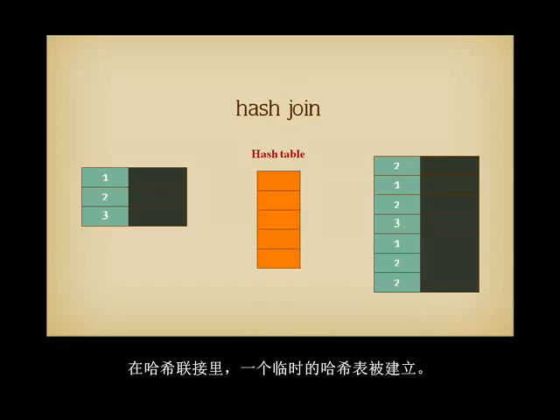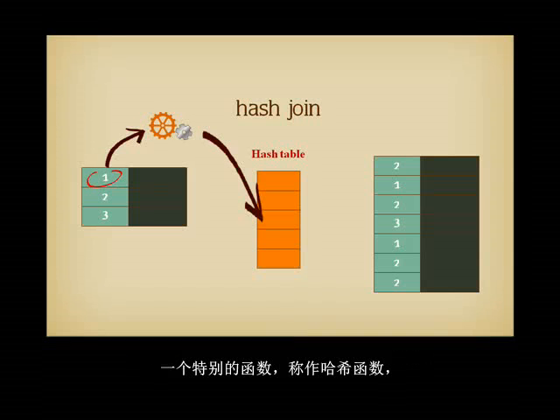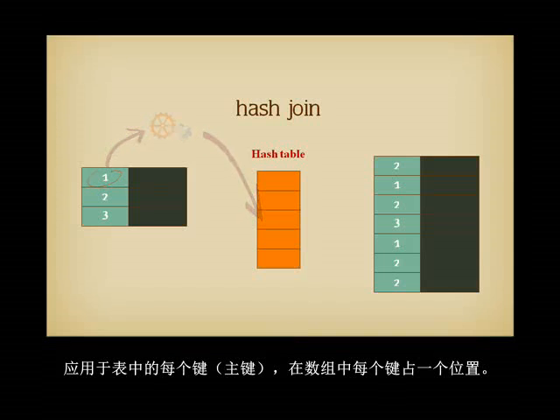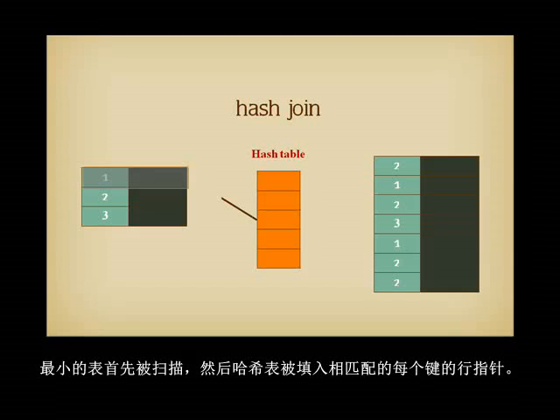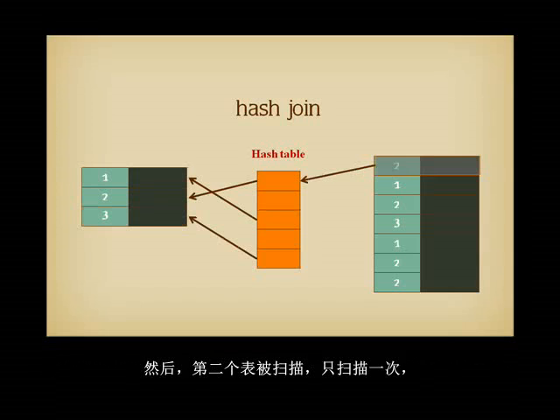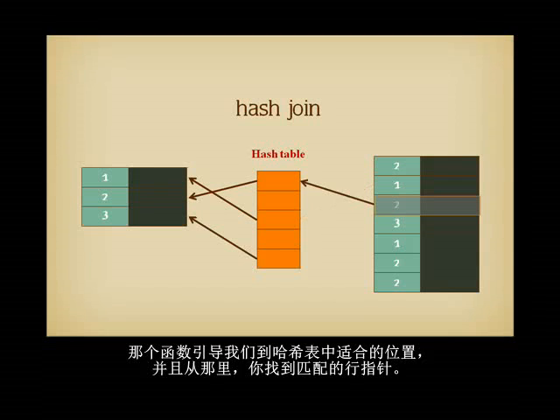In a hash join, a temporary hash table is created. A hash table is a kind of array that contains pointers to the rows of a table. A special function, called the hash function, applied to the key, associates each key to a position in the array. The smallest table is scanned first, and the hash table is populated with pointers to the rows that match each key. Then, the second table is scanned only once, the function directs us to the proper slot in the hash table, and from there, you find the pointers to the matching rows.